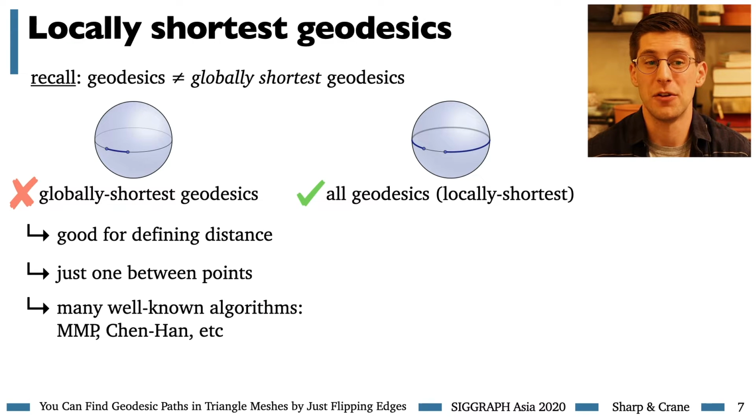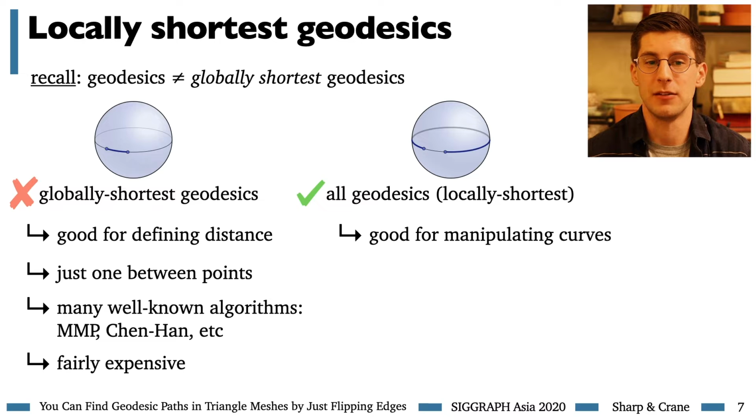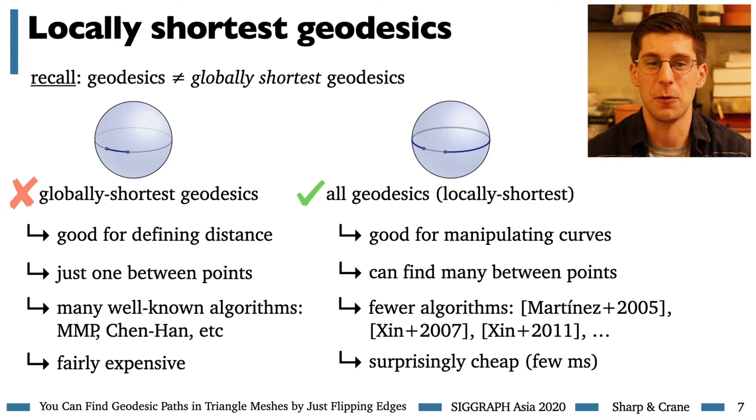There have been a lot of well-known algorithms for computing geodesic distance and shortest geodesics, but due to the global nature of the problem, these algorithms tend to be pretty expensive. We work more generally with the larger space of all geodesics, which might only be locally shortest. And these are really good for manipulating curves on surfaces, in a large part because there's many possible solutions. There are a lot fewer and less well-known algorithms for finding these geodesics, and they actually turn out to be quite computationally cheap.